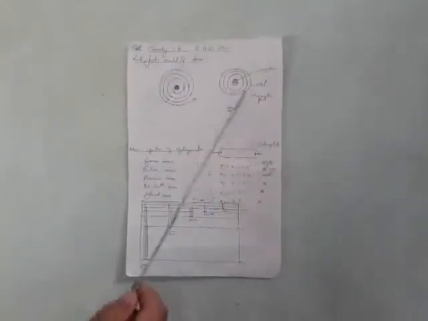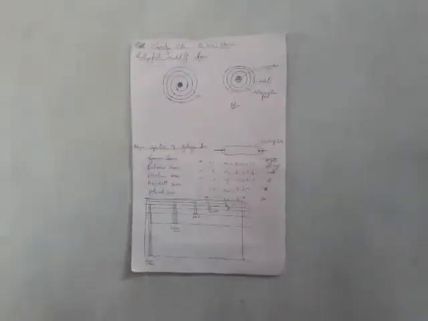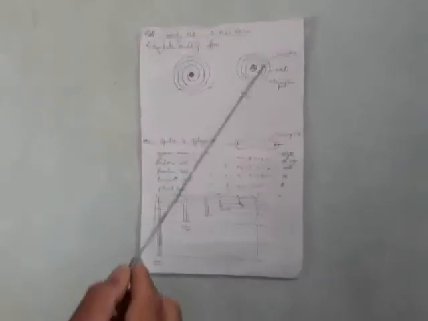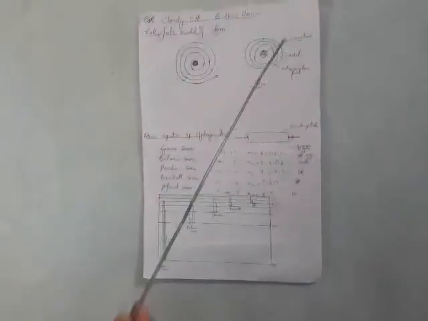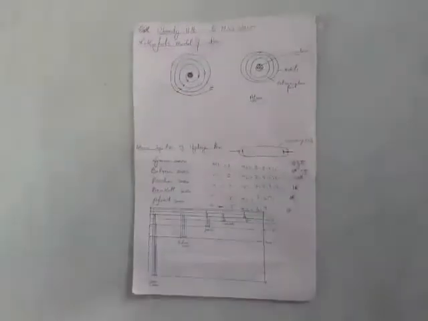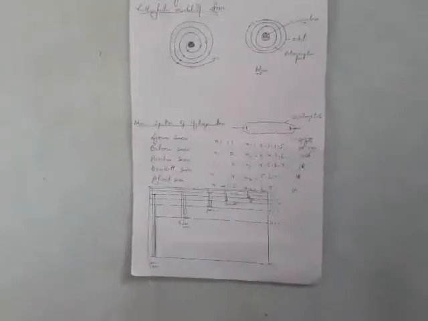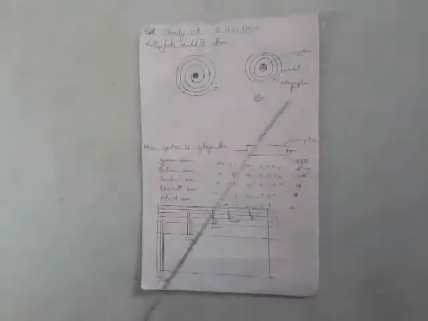Now, this Rutherford's model of atom is also known as the planetary model, because this model of atom is very much like that of the solar system, with the nucleus representing the sun and electrons representing the planets revolving around it.